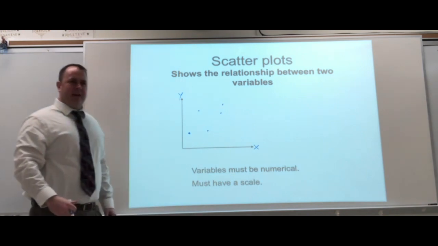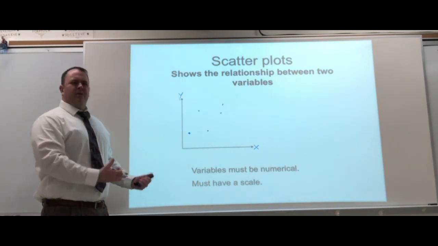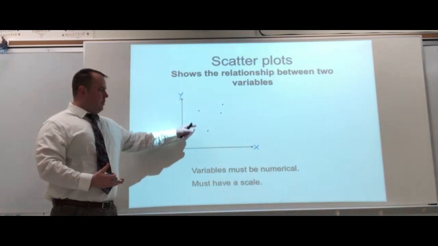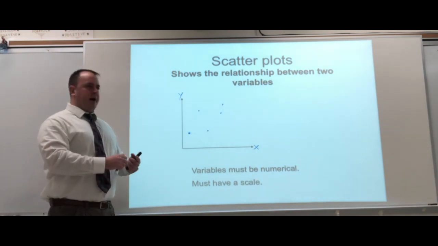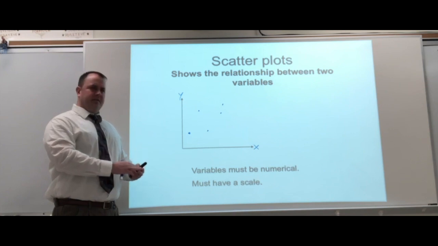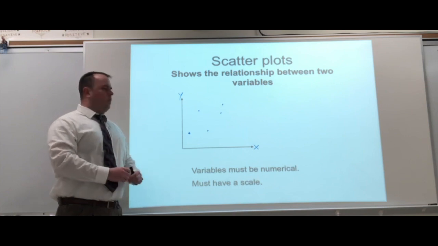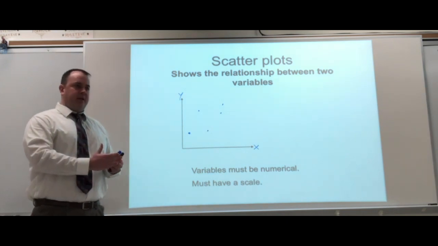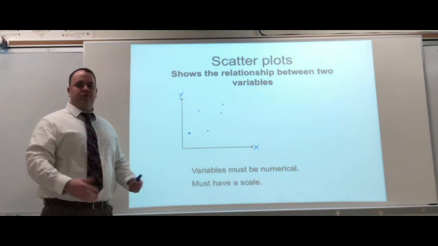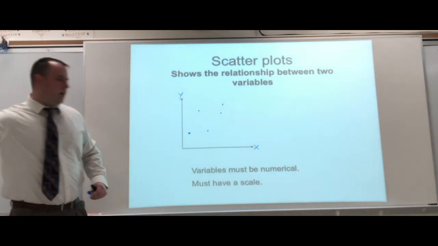Okay, so that would be an example, and we would look and see what kind of relationship we can see between those variables looking at those points. You're going to have to worry about positive, negative, and things like that when you're looking at these. How strong the relationship is, meaning how close the points are together, when you're describing what's happening in the scatter plot.